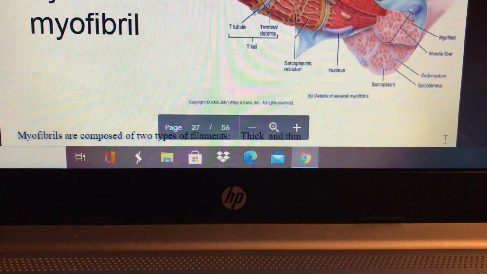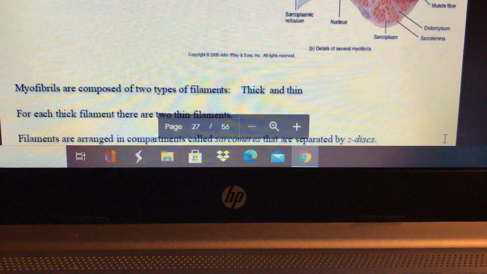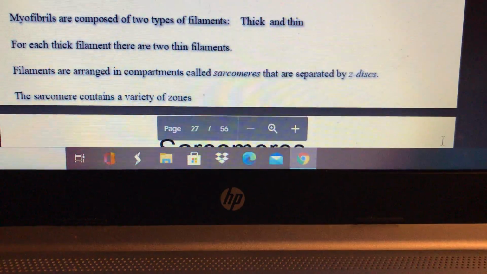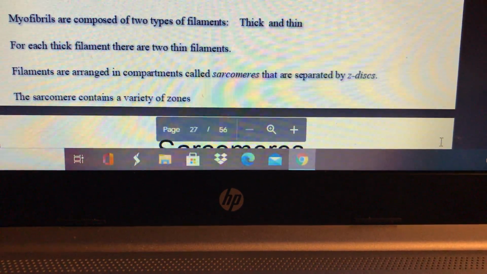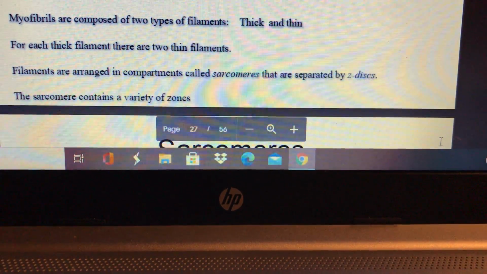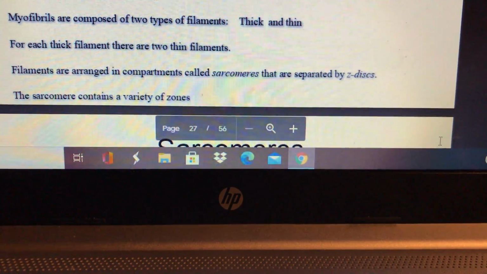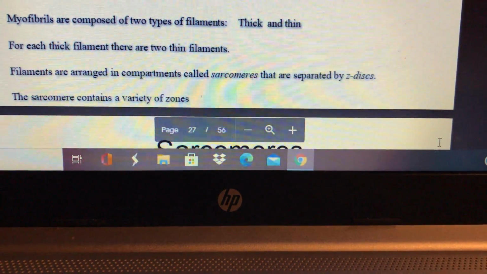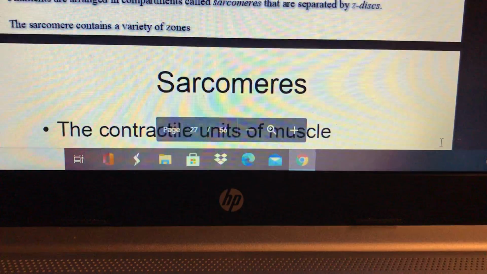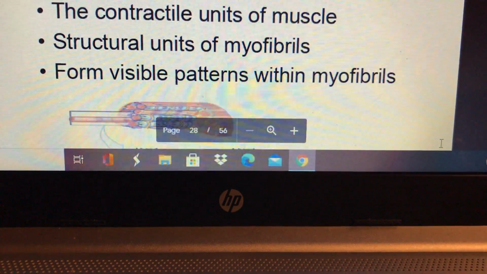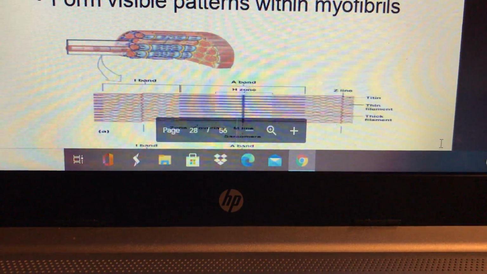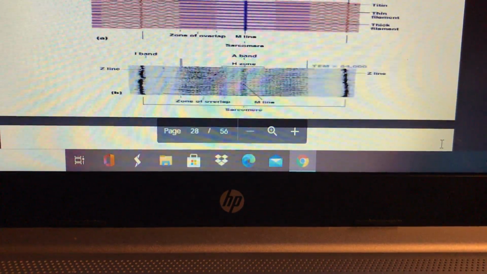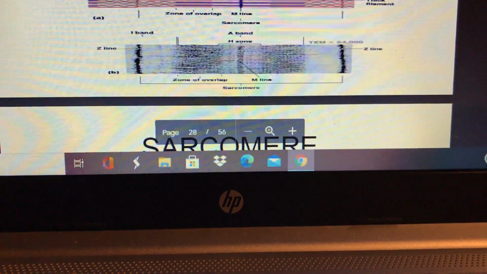Microanatomy of a myofibril. Myofibrils are composed of 2 types of filaments. There's thick and there's thin filaments. For each thick filament, there are 2 thin filaments. Filaments are arranged in compartments called sarcomeres that are separated by Z discs, and the sarcomere contains a variety of zones. Sarcomeres are the contractile units of muscle, the structural units of myofibrils, and form visible patterns within the myofibrils.